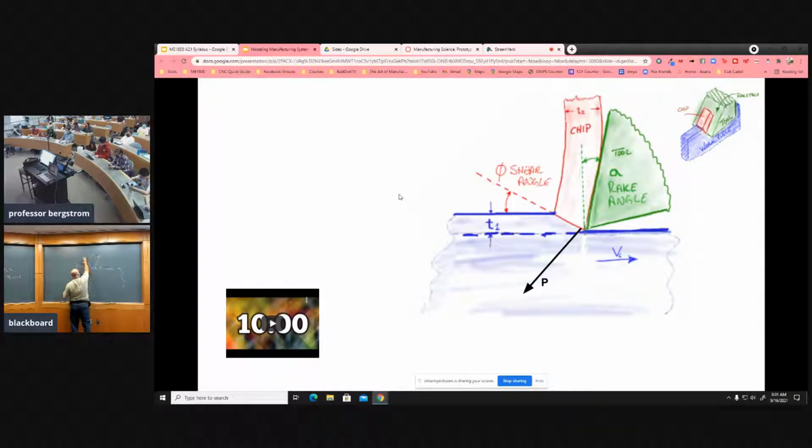And our shear angle here, right? So this is about where we left off yesterday in modeling. And so again, our workpiece is moving past the cutting edge of the tool, going this way. And we've got this resultant force coming down like this. Is that where we were?